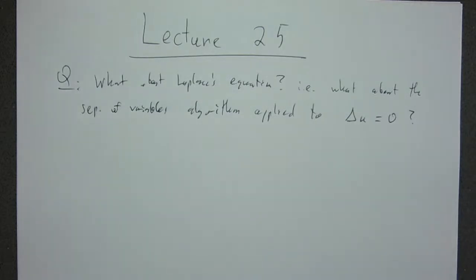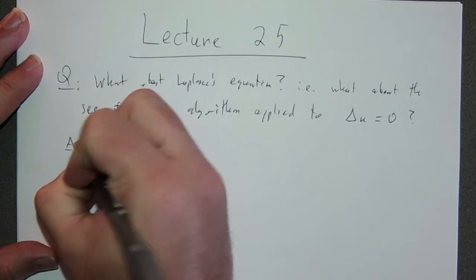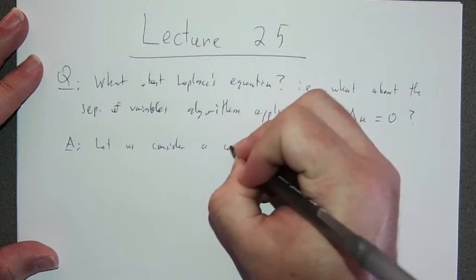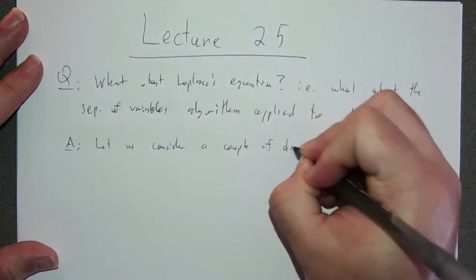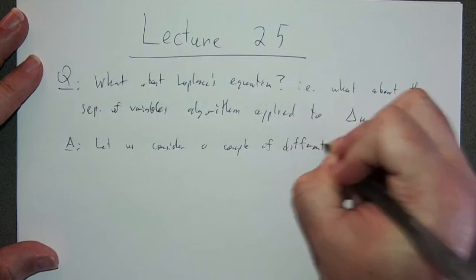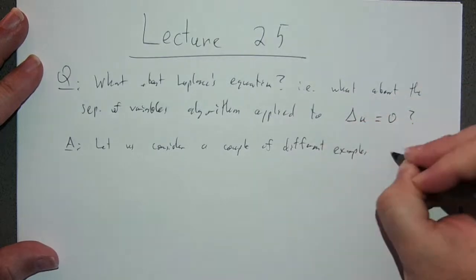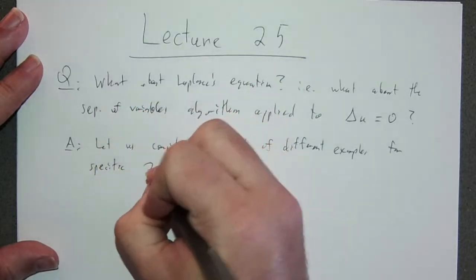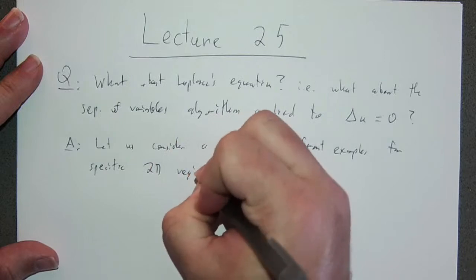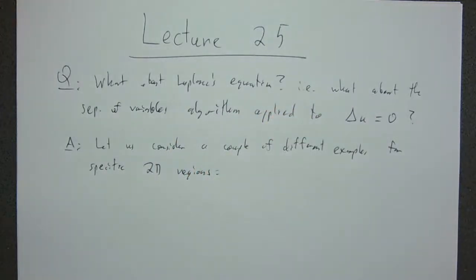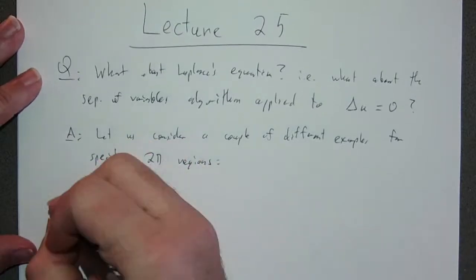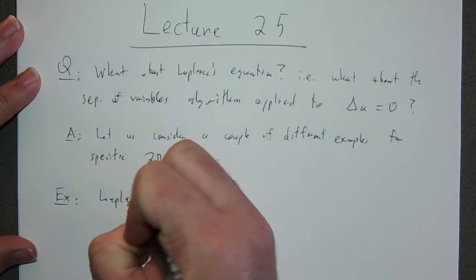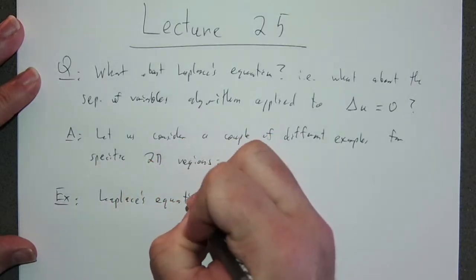And so the answer is, let us consider a couple of different examples for specific 2D regions. So the first one is Laplace's equation in a rectangle. So, example: Laplace's equation in a rectangle.